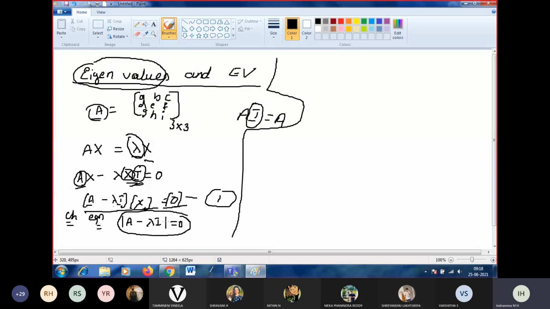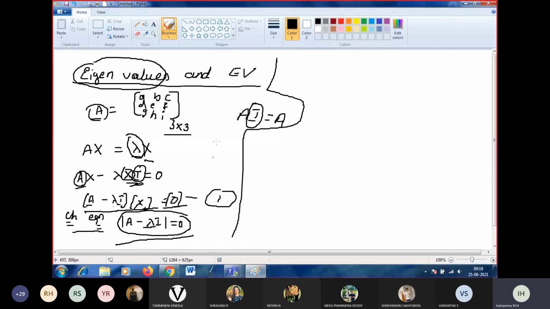So determinant of A minus lambda I is equal to 0 is called the characteristic equation. If A is a third order matrix, if you solve this equation, you will get a third degree equation in lambda. If A is of second order, you will get a quadratic equation in lambda. If it is of order 4, you will get a fourth degree equation in lambda.